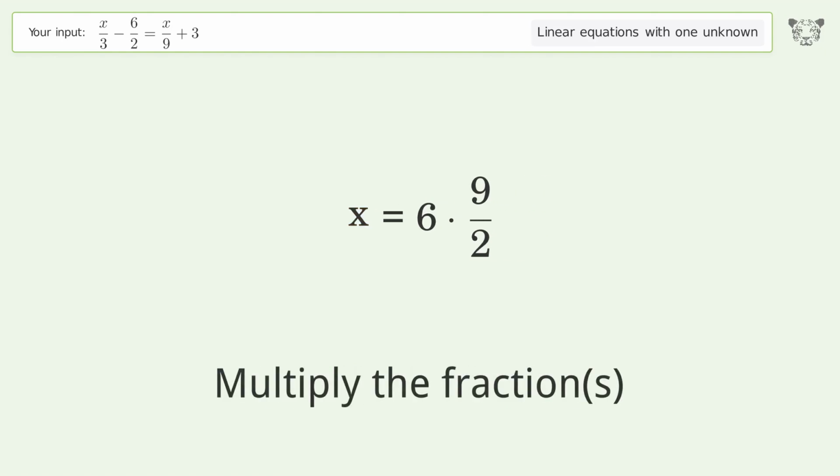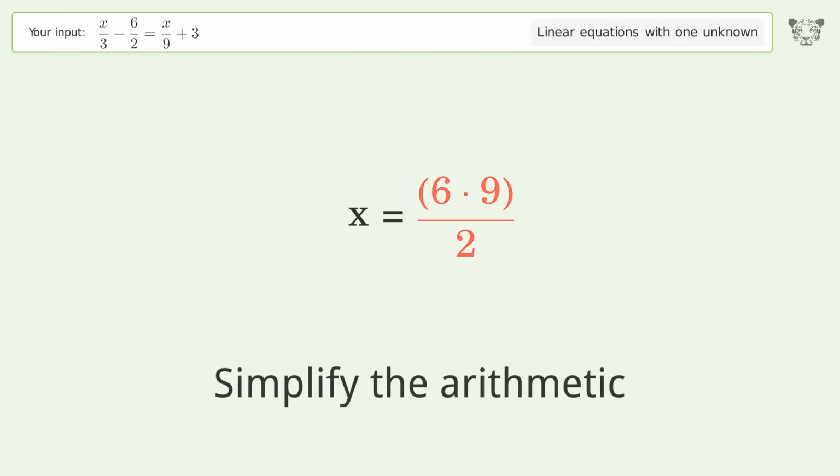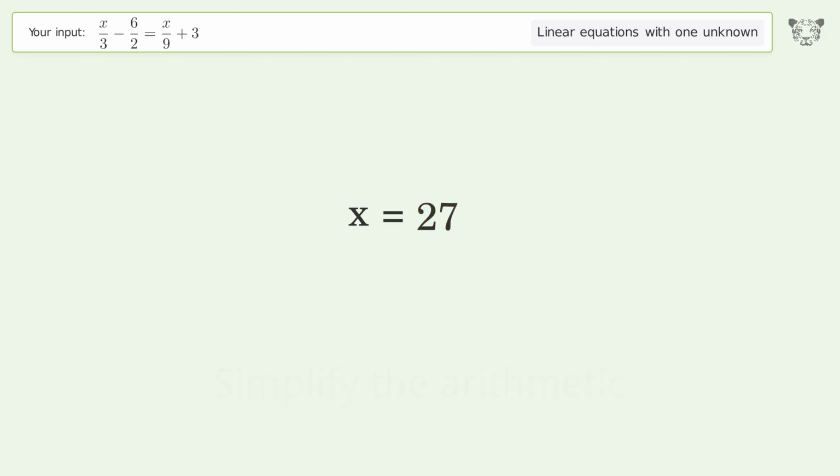Multiply the fractions. Simplify the arithmetic. And so the final result is x equals 27.